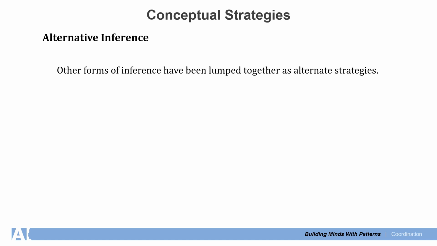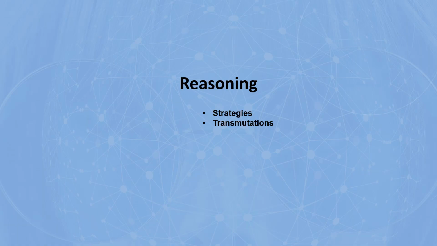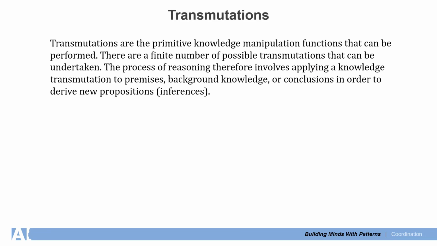Alternative inference. Other forms of inference have been lumped together as alternate strategies. Transmutations. Transmutations are the primitive knowledge manipulation functions that can be performed. There are a finite number of possible transmutations that can be undertaken. The process of reasoning therefore involves applying a knowledge transmutation to premises, background knowledge, or conclusions in order to derive new propositions, called inference.